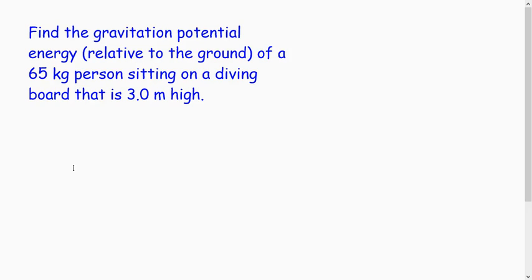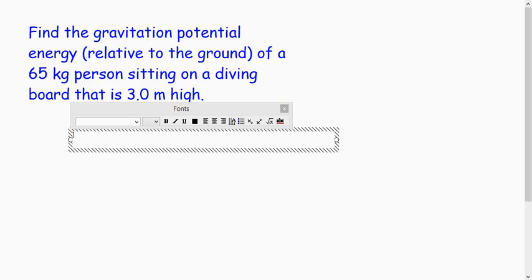Here the question says to find the gravitational potential energy relative to the ground. It's specifically stating that we are calling the ground 0 potential energy of a 65 kilogram person sitting on a diving board that is 3.0 meters high. So we know that potential energy is equal to mass times the acceleration due to gravity times the height.